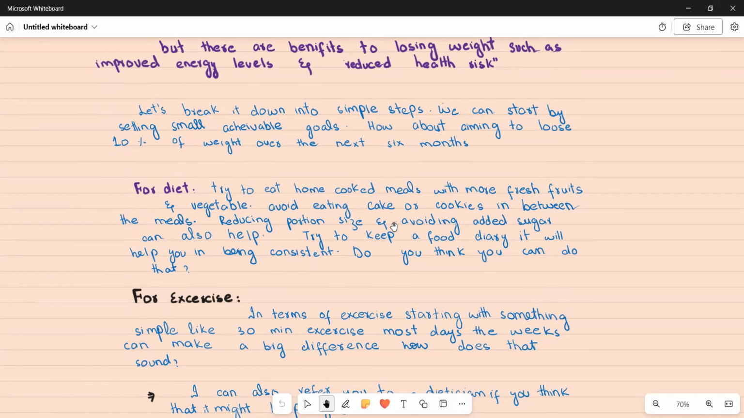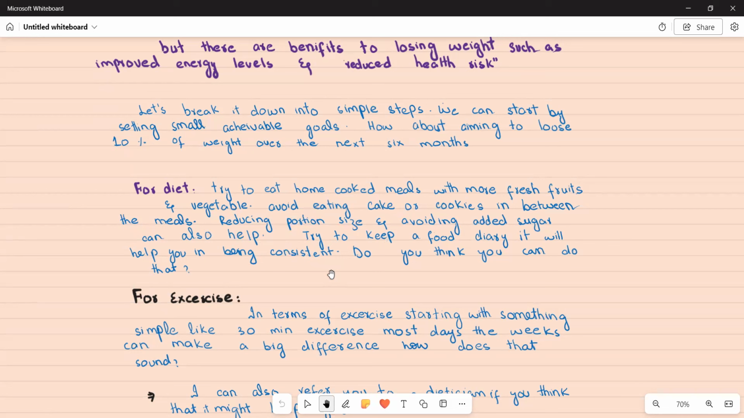Avoid eating cake or cookies or high energy snacks in between the meals. Reducing portion size and avoiding added sugar can also help. Try to keep track of your progress by keeping a food diary. It will help you be consistent, and you can review it if things are not going according to what we planned. Okay. So tell them, give them some tips and tricks of healthy diet.